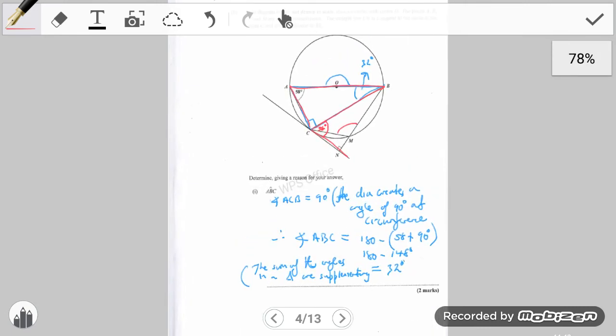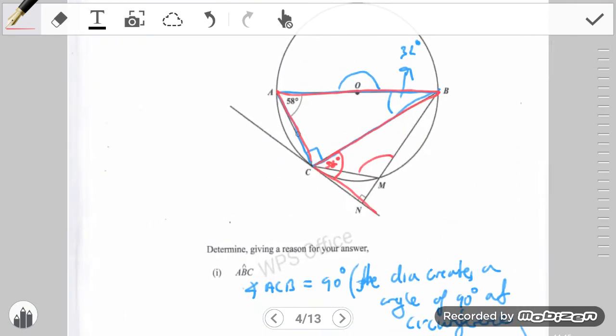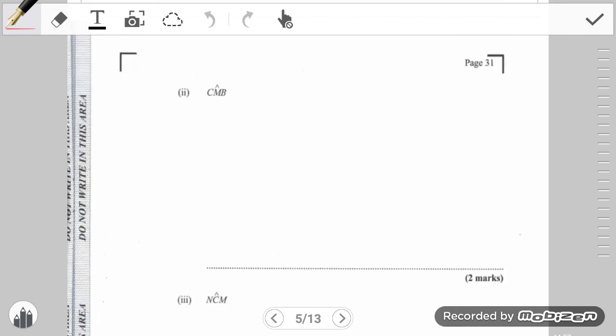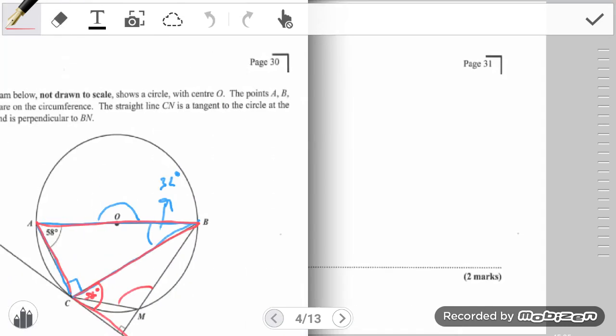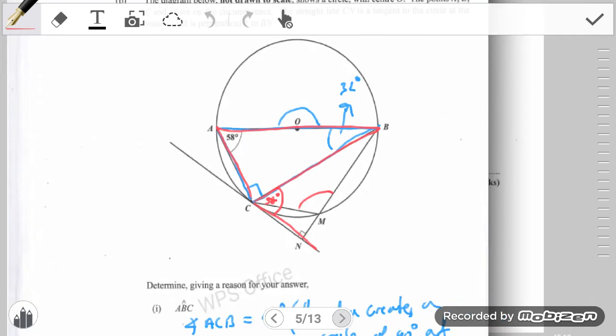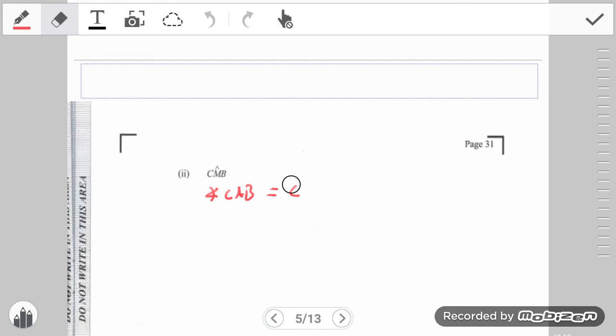So we're saying here that the angle CAB is equal to the angle BCN. Let's write that down. CAB, so angle CAB is equal to the angle BCN, pardon me. Which is therefore equal to 58 degrees.